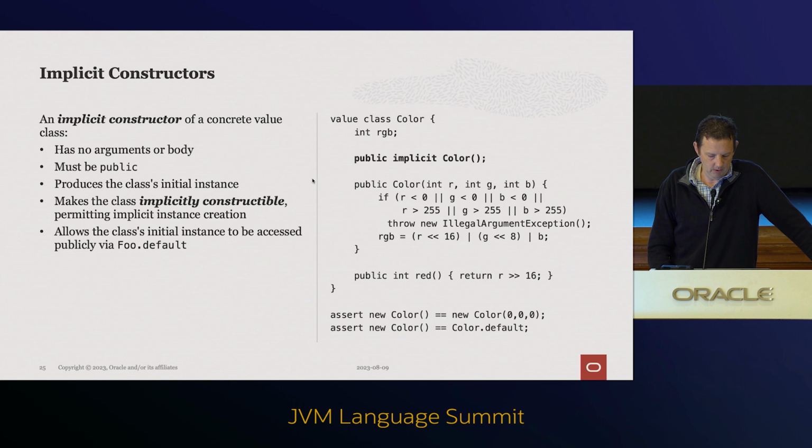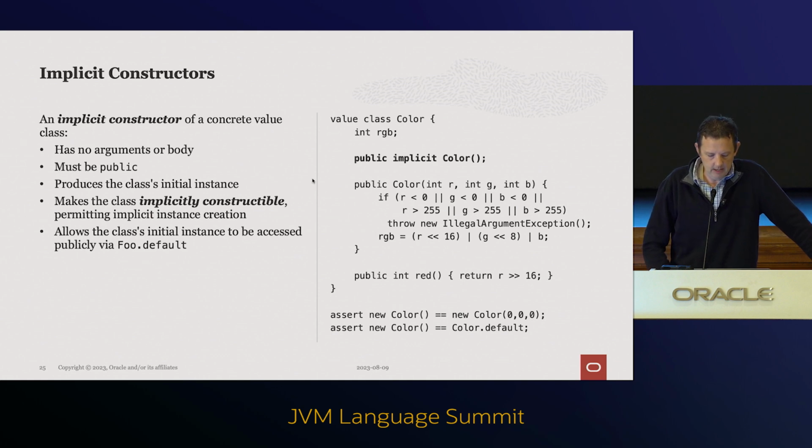And the way you get that property is with implicit constructors. So a class can declare its constructor implicit. A constructor that's implicit has 0 arguments, and it has to be public. What that conveys is not only can you invoke this constructor and it will just return the initial instance, but also the JVM is free to just create those initial instances without running any code at all. There's also a Foo.default that says just give me that initial instance without trying to run any code.